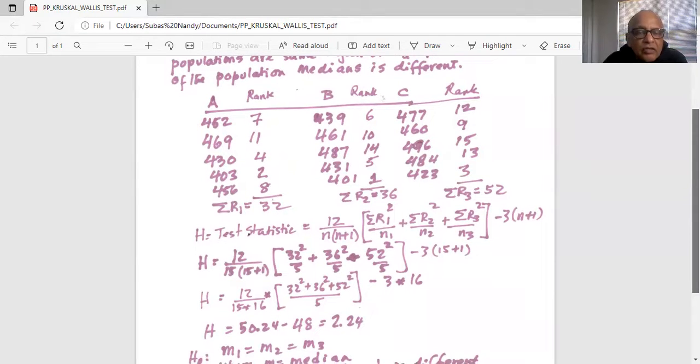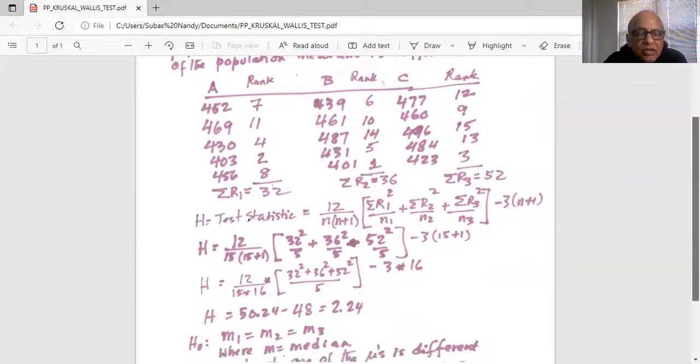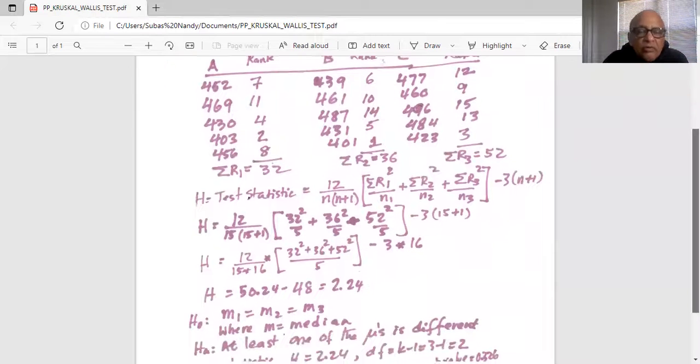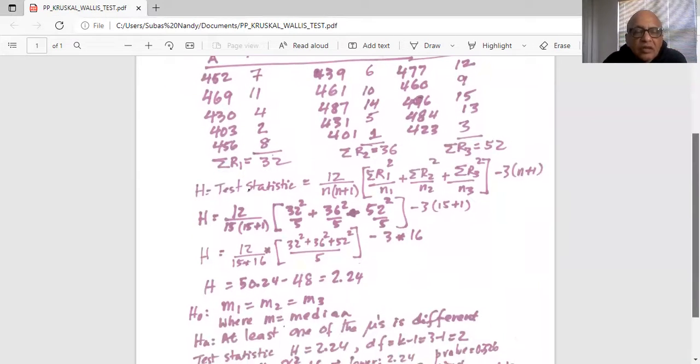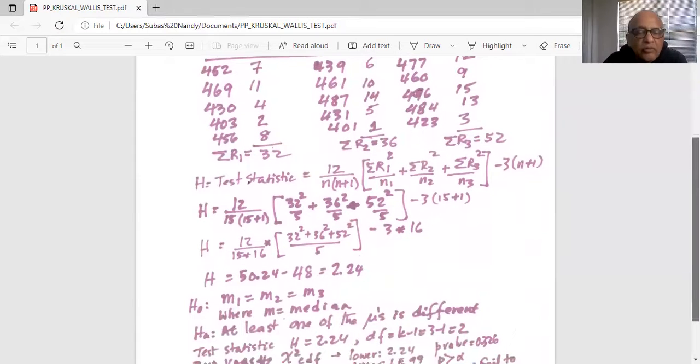So it finally boils down to H is equal to 12 divided by 15 multiplied by 15 plus 1, which is 16. And then the whole thing is multiplied by the sum in the parenthesis, 32 squared plus 36 squared plus 52 squared, divided by 5, minus 3 times 15 plus 1, or 16. 3 times 16 is 48. So the test statistic H works out as 2.24.